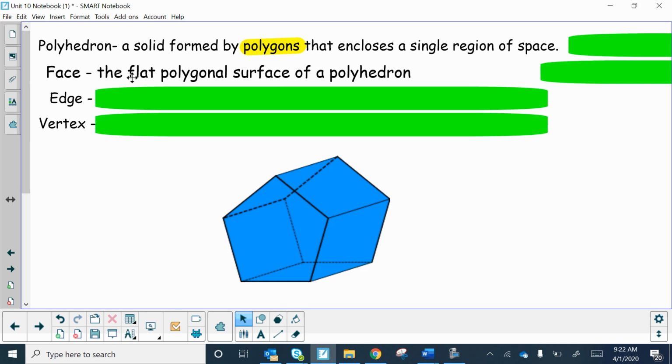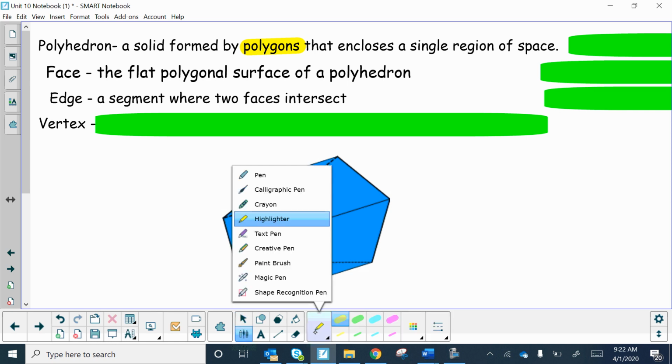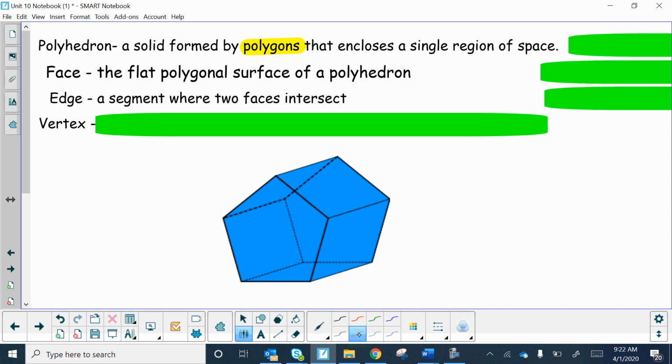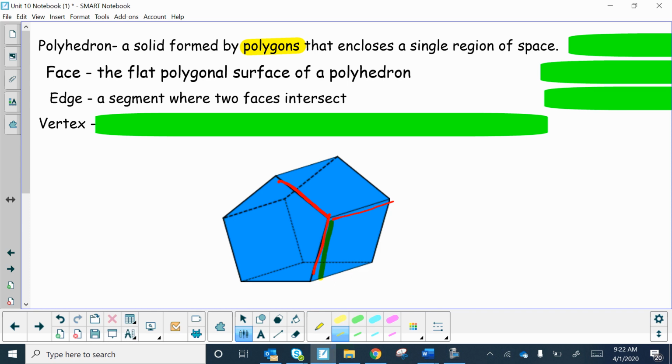On this polyhedron, you're going to have a face, an edge, and a vertex. A face is the flat polygonal surface of the polyhedron. The edge is the segment where two faces intersect. So if we're looking at this polyhedron down here, this right here is an example of an edge. This is an edge. This is an edge. So there's a lot of edges there. Obviously, the face is the flat polygonal surface. So this whole section right here is a face.